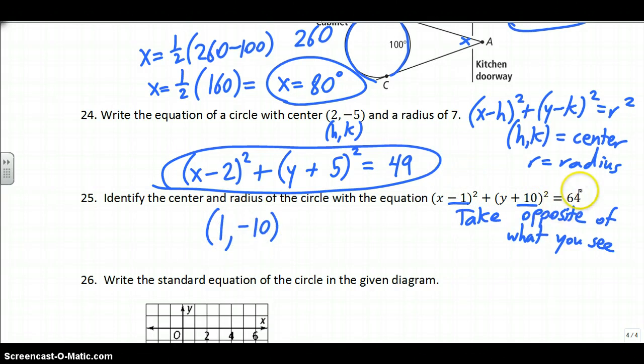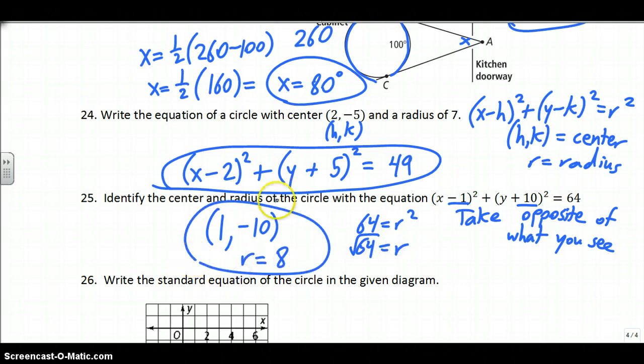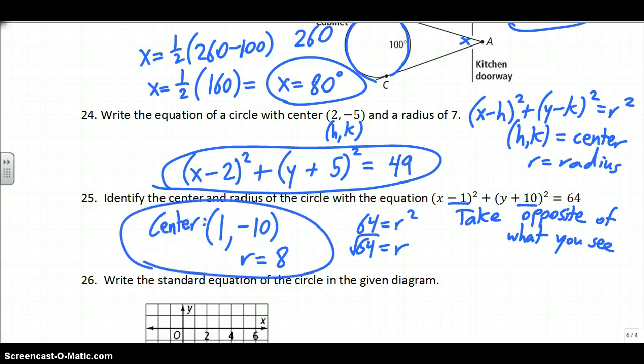It's the opposite. 64 happens to equal r squared. Remember, because it has to equal r squared. So I'm going to take the square root of 64, and that'll get me r. Square root of 64 is 8. There you go. Oh, you might want to identify that as the center, I guess. But there you go. Center and radius.